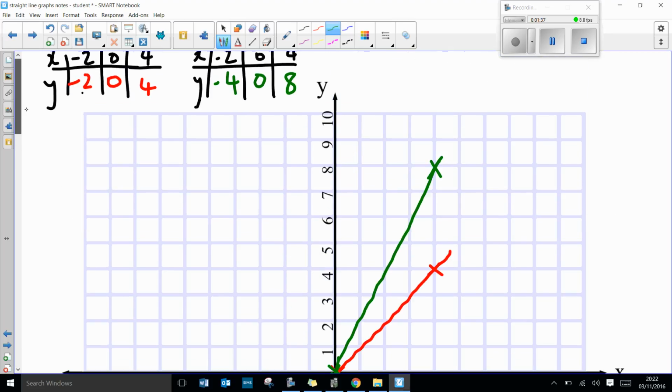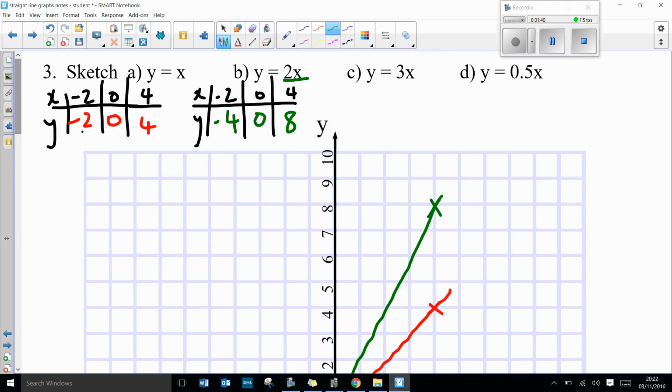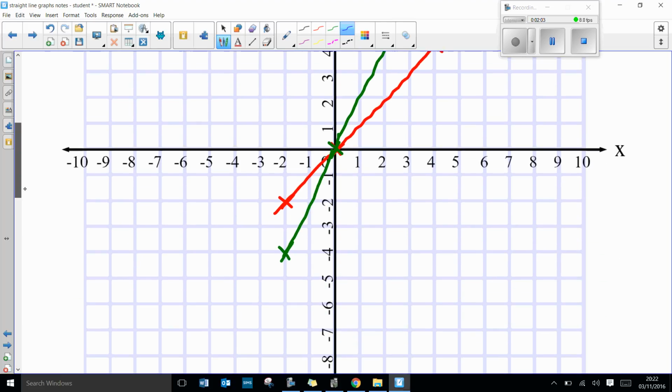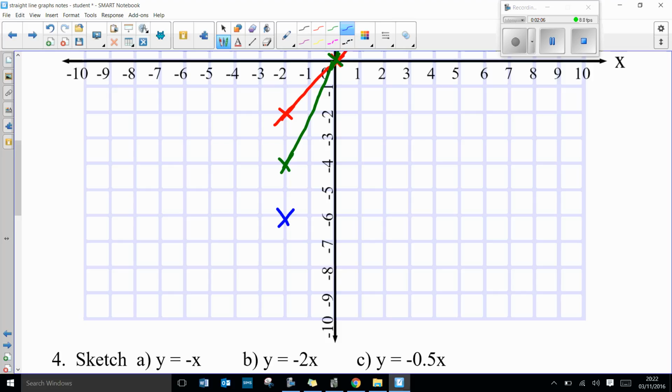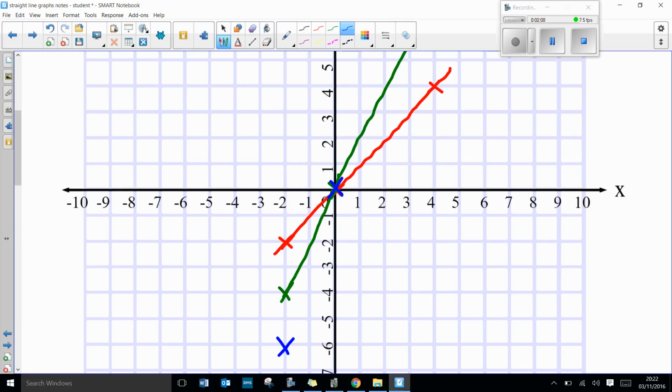And our next one is y equals 3x. So 3 lots of -2 is -6. 0 times 3 is 0. And 3 times 4 is 12. So -2, -6. 0, 0. And unfortunately my other point doesn't fit on. So I'm just going to have to draw this one using the 2 coordinates.